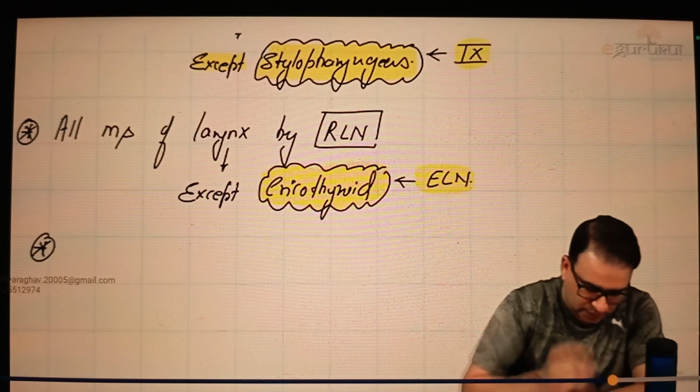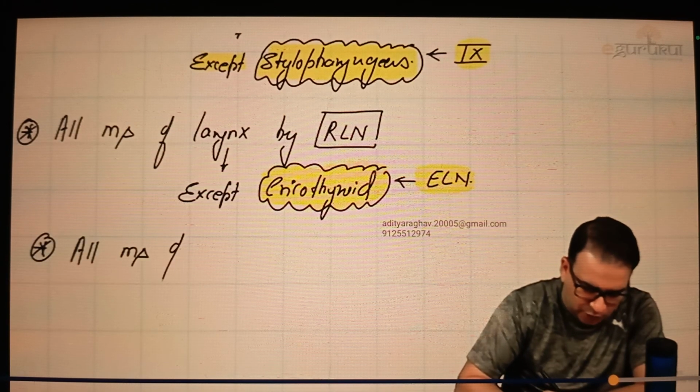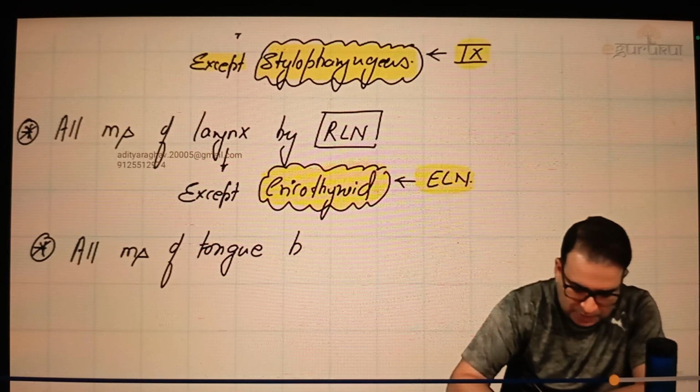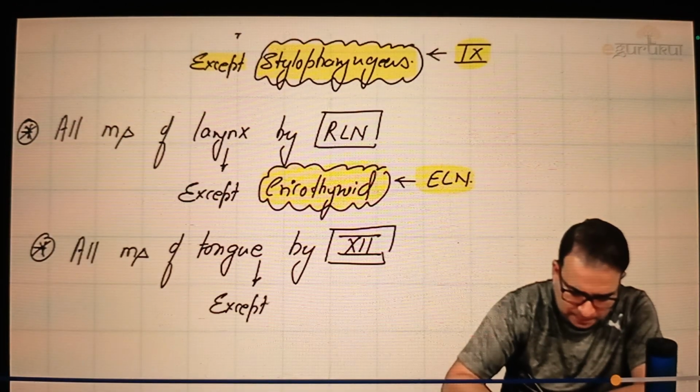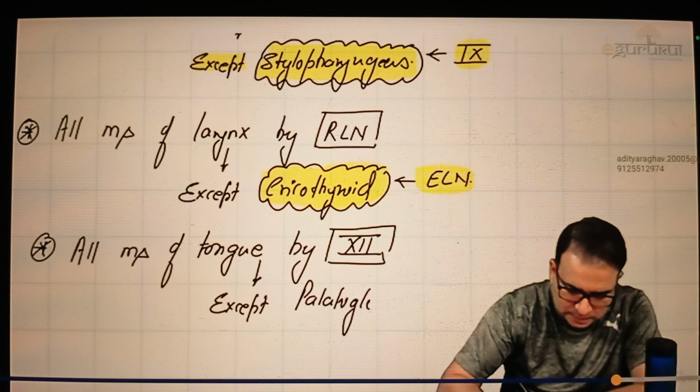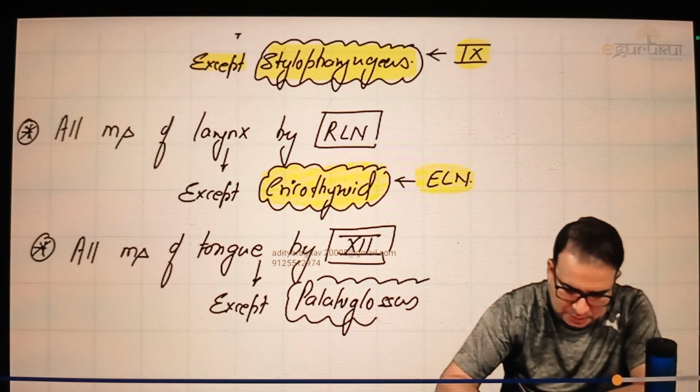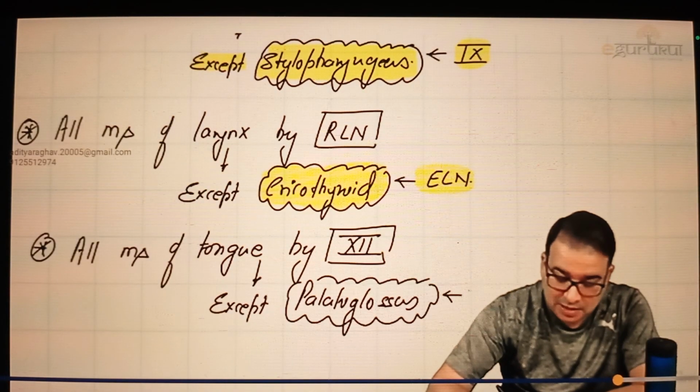Something we just discussed: all muscles of the tongue. We said all muscles of the tongue are supplied by which nerve? By the hypoglossal nerve, right? All the muscles of the tongue are supplied by the hypoglossal nerve, except which one? Except palatoglossus, and palatoglossus is supplied by, again, the same cranial accessory via vagus.